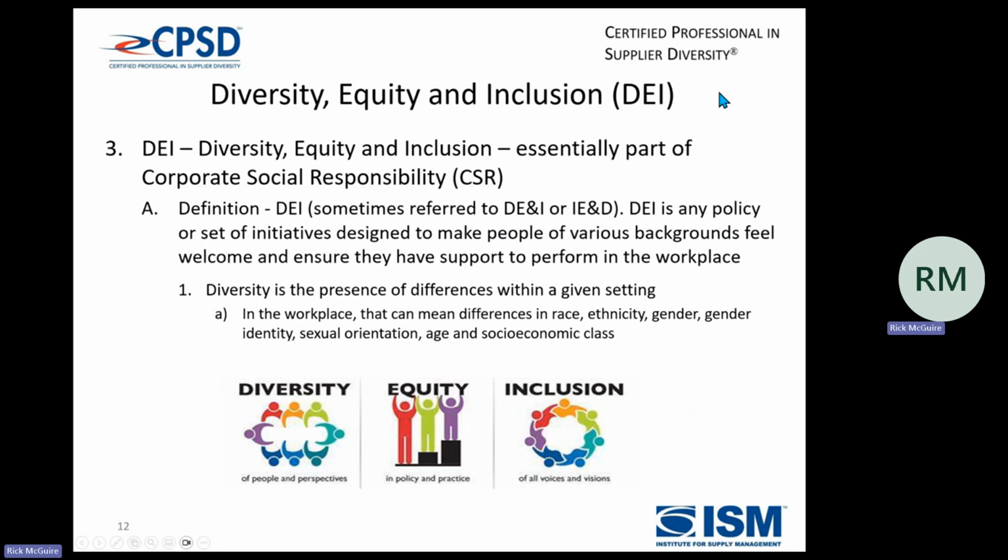And then the one that's been in the news: diversity, equity, and inclusion. DEI, essentially a part of corporate social responsibility. It's not really a standalone thing. It's part of CSR. DEI is sometimes referred to as DE&I or IE&D. DEI is any policy or set of initiatives that's designed to make people of various backgrounds feel welcome and ensure that they have support to perform in the workplace.